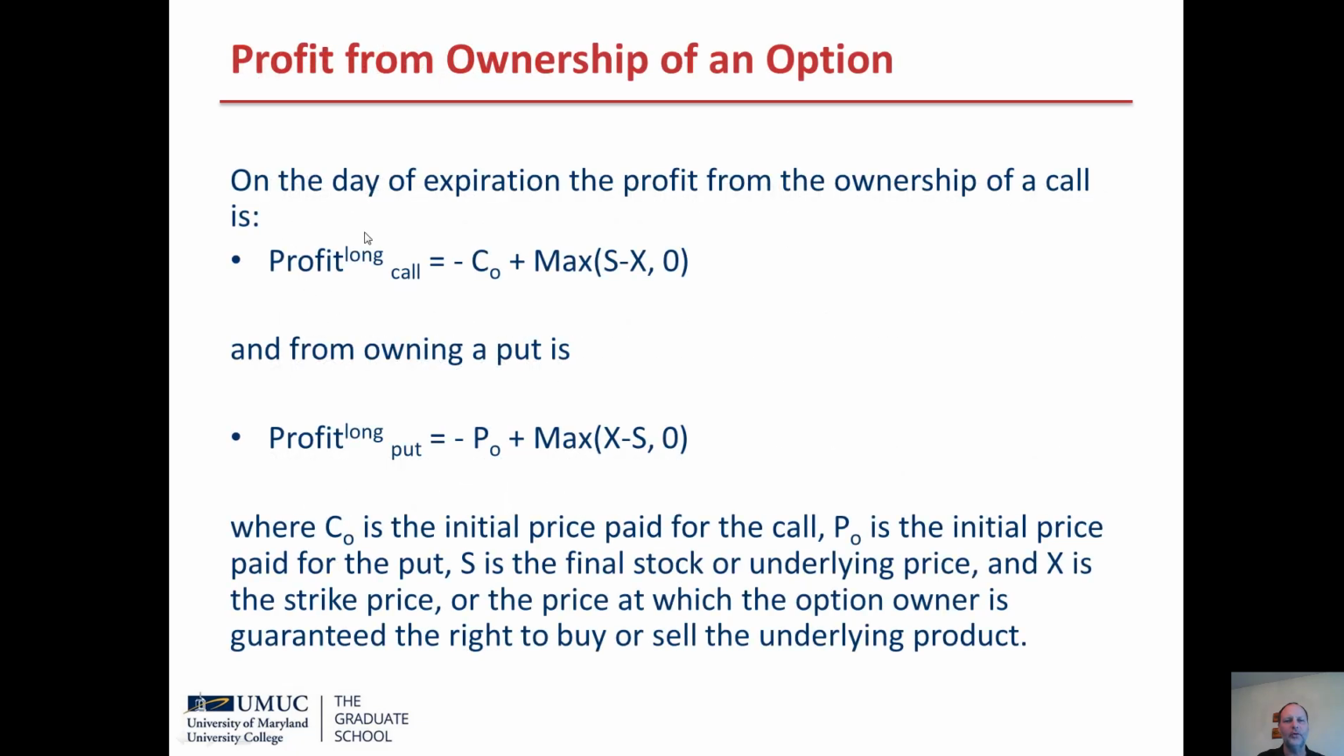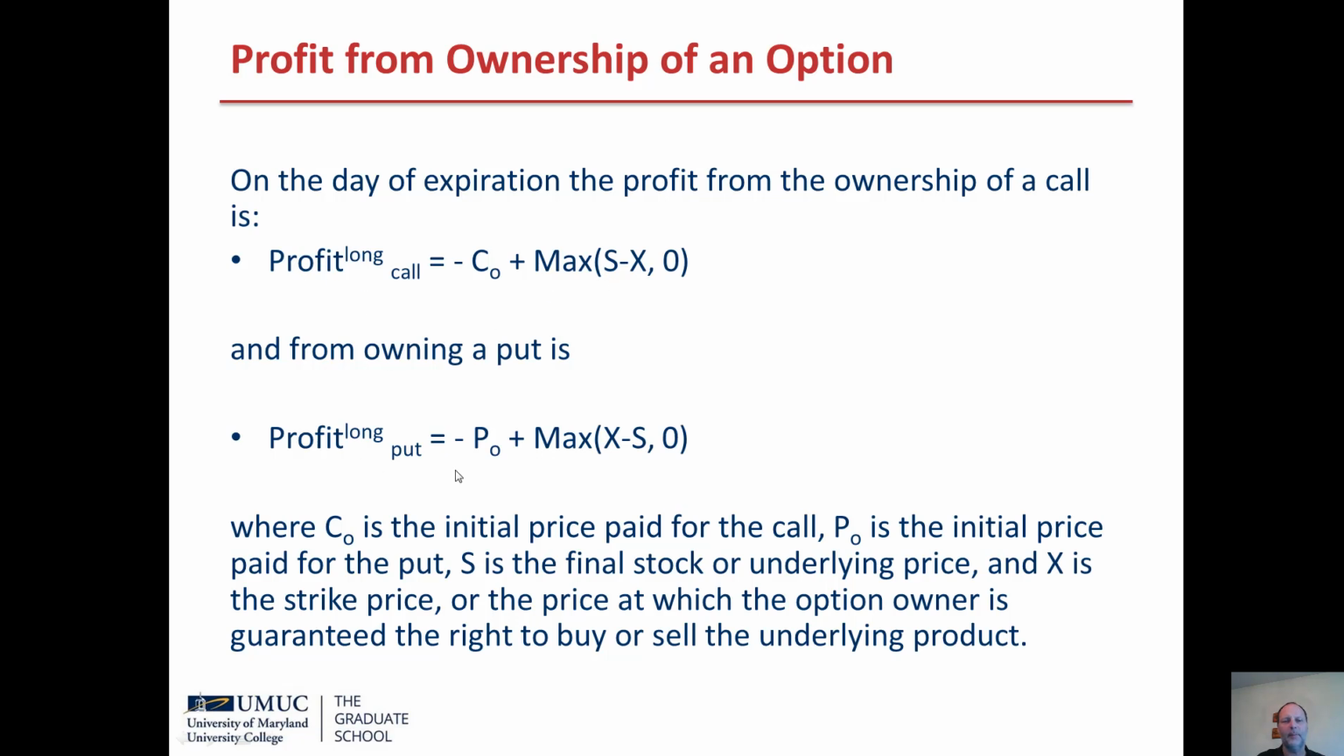The profit from the ownership, or being long a call, is going to be minus C naught, the call premium that you purchase from the insurance company for, plus the maximum of S minus X comma 0, where S is the current market price or the closing market price when the call expires of the underlying stock or other commodity. X is the strike price that you have the right to buy it at. In the case of buying a call, you of course hope the stock price goes up.